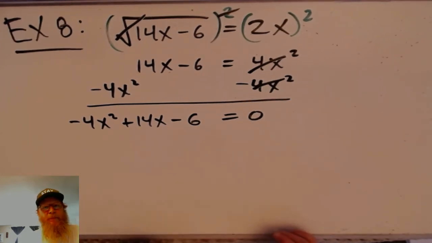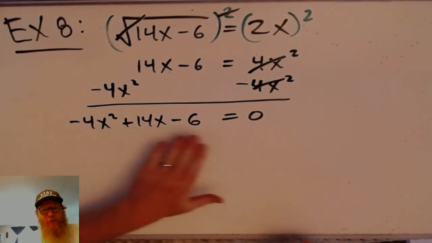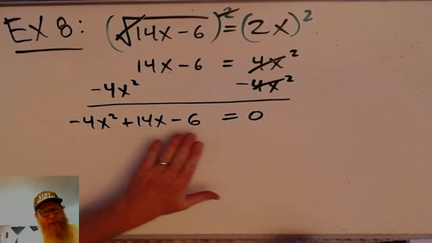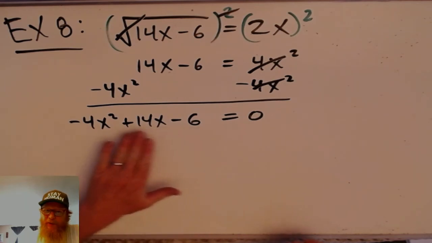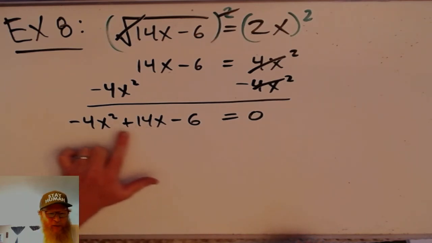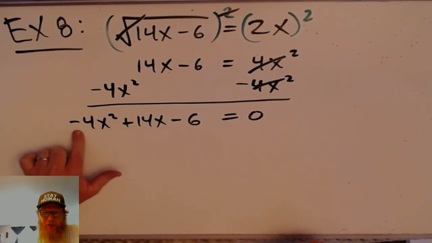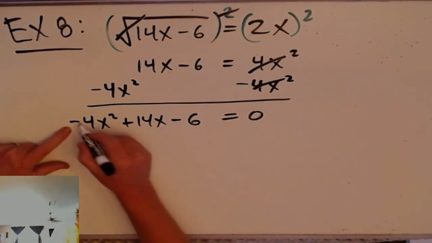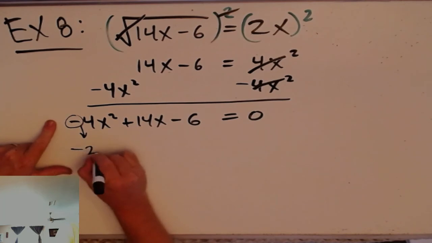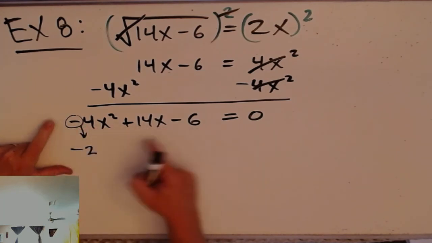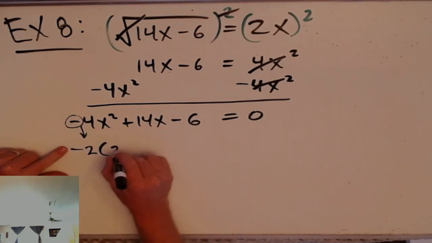Okay. I promise that this will be factorable. If it's not, then you did something wrong. It looks like they're all multiples of 2, and we also have a negative leading coefficient. So they're all divisible by 2, and we can pull out a negative.